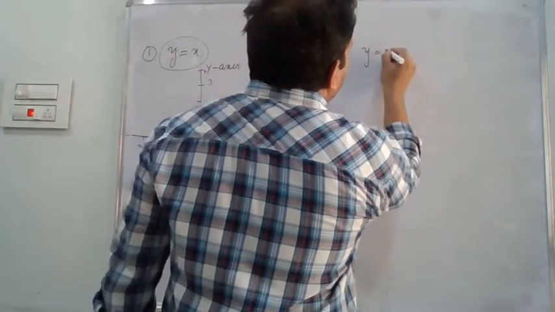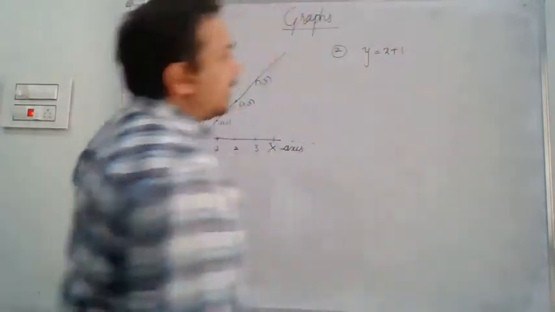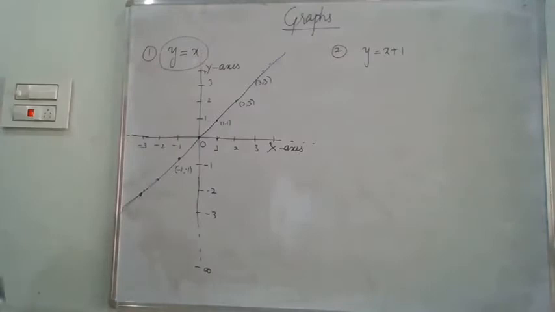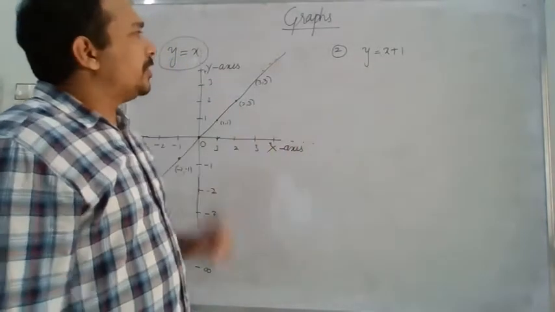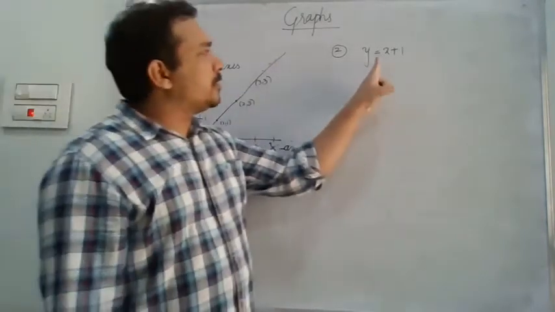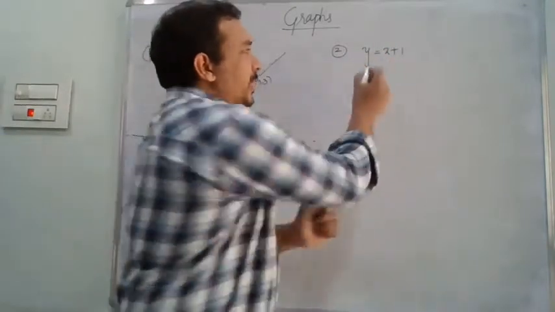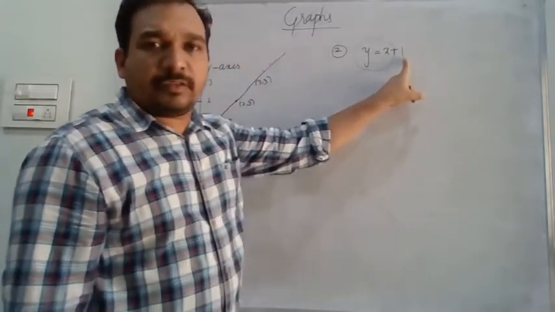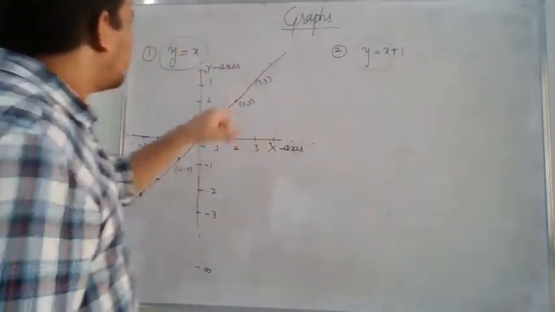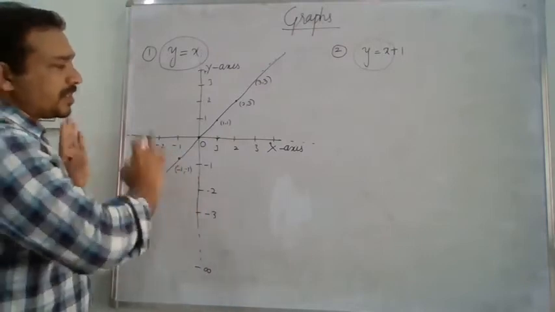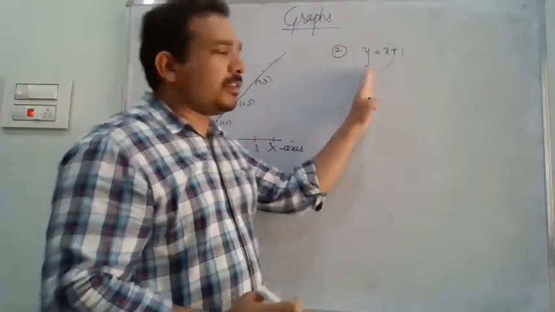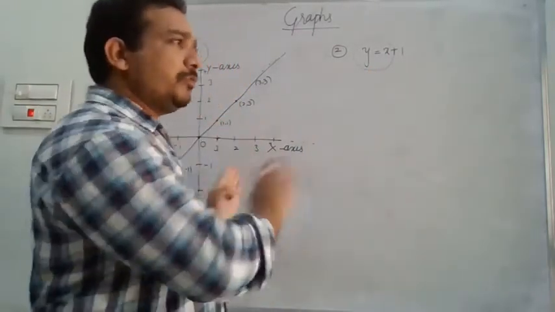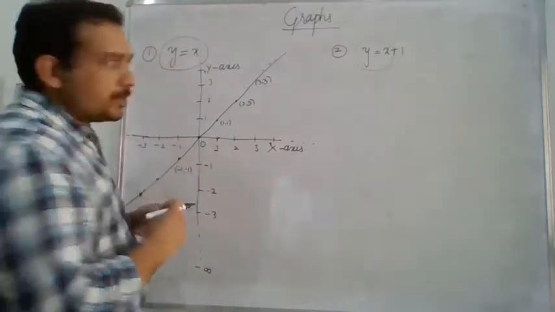So let us take one more graph, y is equal to x plus 1. What is the difference between these two? Here y is equal to x, but here y is equal to x plus 1. Means for y is equal to x, for x I am adding extra 1. So that is the only difference between these two. Then what could be the changes in this graph? First of all, let me draw the graph of y is equal to x plus 1. Then we will compare both the graphs. What could be the change?